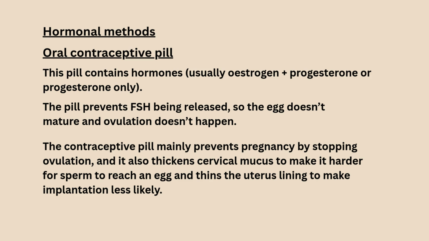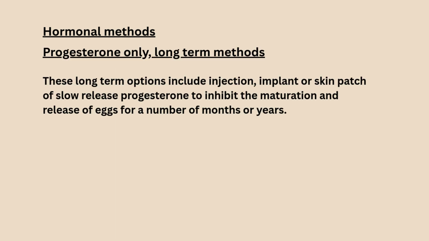The contraceptive pill mainly prevents pregnancy by stopping ovulation, and it thickens the cervical mucus to make it harder for sperm to reach an egg, and thins the uterus lining to make implantation less likely. Progesterone only long-term methods. These long-term options include injection, an implant or skin patch of slow-release progesterone to inhibit the maturation and release of eggs for a number of months or years.